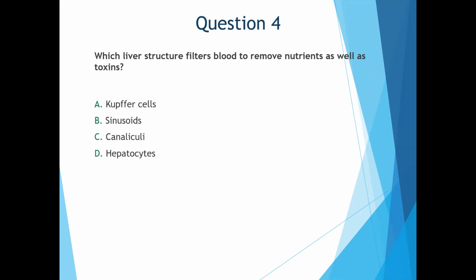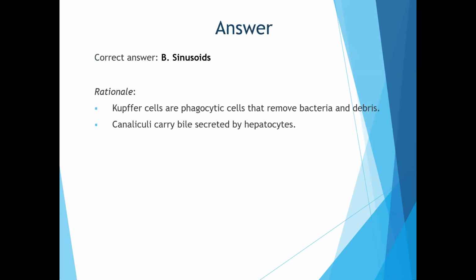Okay, so which liver structure filters blood to remove nutrients as well as toxins? Is it A, the Kupffer cells, B, the sinusoids, C, the canaliculi, or D, the hepatocytes? So B are sinusoids. Remember, the Kupffer cells are a defense system. They're phagocytic cells that help remove bacteria and debris. And then our canaliculi are going to be carrying that bile, which is secreted by the hepatocytes, to the hepatic ducts and gallbladder.